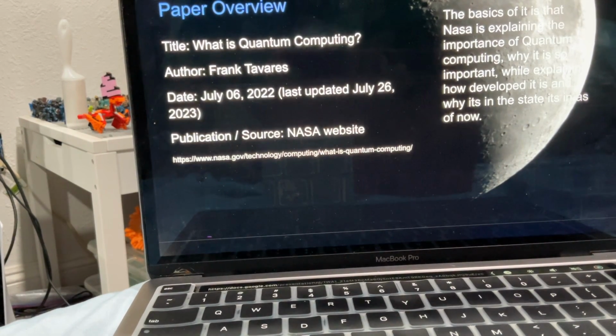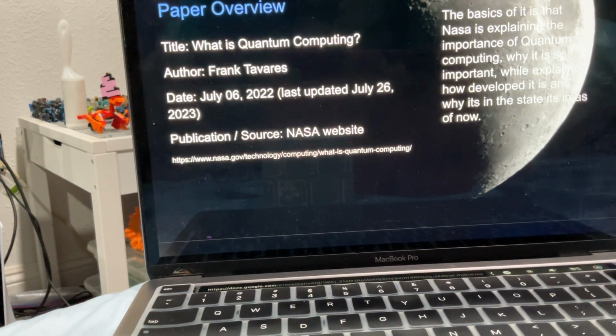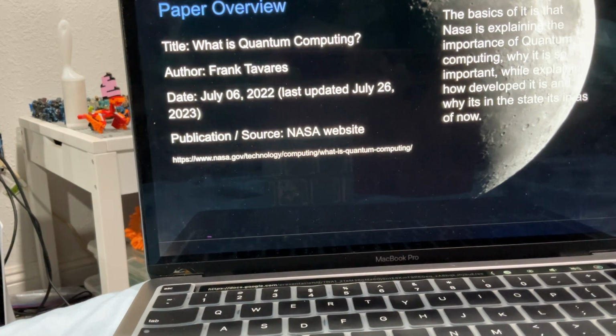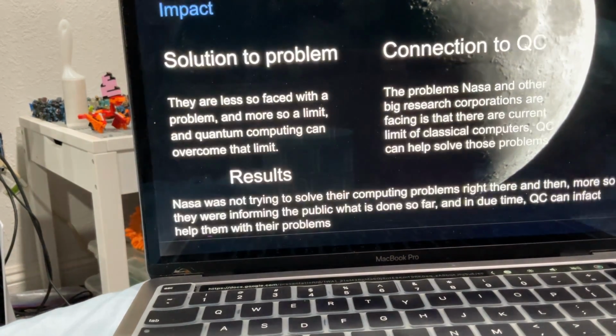So pretty much what this paper goes over is, it's not really that there's a problem with it. It's more so explaining quantum mechanics and why it's so important, why it's being developed right now, and what state it's in. I'm running out of time.